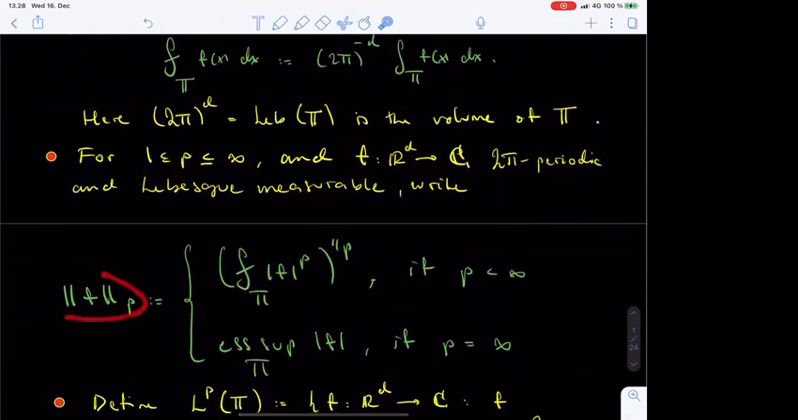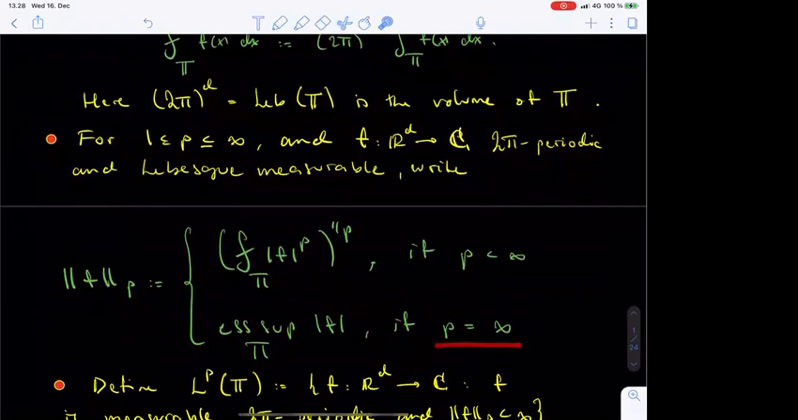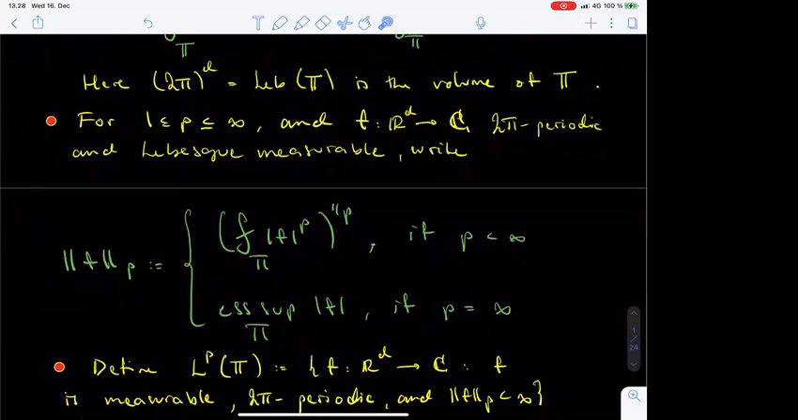We define the Lp norm of f as follows. In the case where p is strictly less than infinity, we define the Lp norm of f to be the average integral of the absolute value of f to the power p, and then the whole thing still raised to the power 1 over p. If the exponent p is equal to infinity, this expression doesn't literally make sense, so in this case we define the L-infinity norm of f to be the essential supremum over the box T of the absolute value of f.